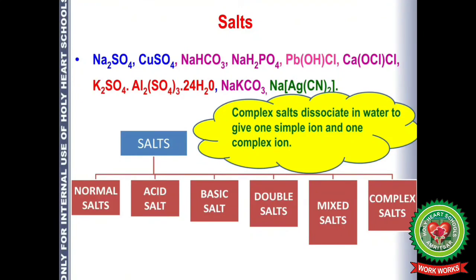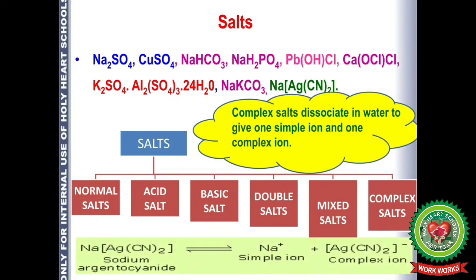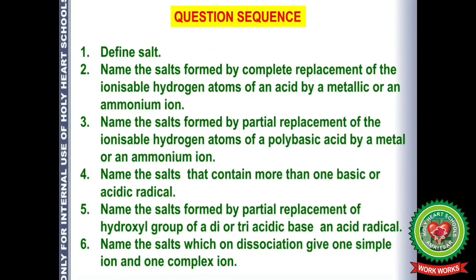Next one is complex salt. Complex salts dissociate in water to give one simple ion and one complex ion. For example, when sodium argentocyanide dissolves in water, sodium, the counter ion, the outside ionizable ion which is present, will be a simple ion, and the other one, the complex species which is there, will remain intact, and that is known as a complex ion.